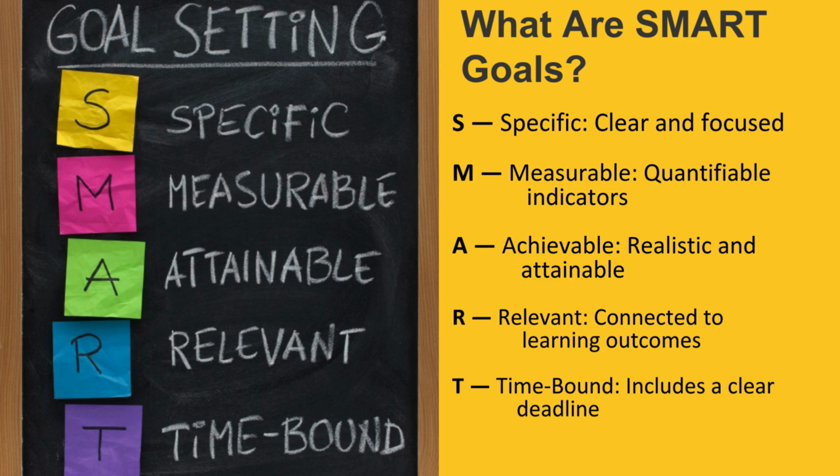It needs to be relevant, connected to learning outcomes. It's not arbitrary. It's not just some random goal. It should be aligned to the specific learning outcomes, skill sets, content, whatever it is you're trying to teach the kids, there should be some alignment to it. And then it should be time bound. It could be short term, it could be long term, but it needs to be time bound. It's not an infinite period of time that this goal will exist.